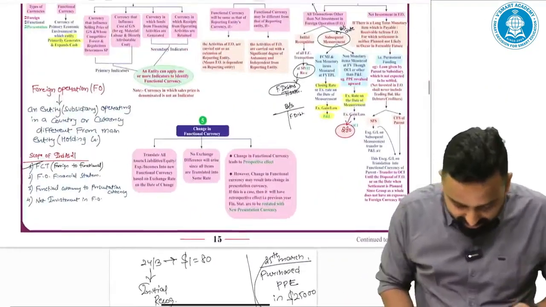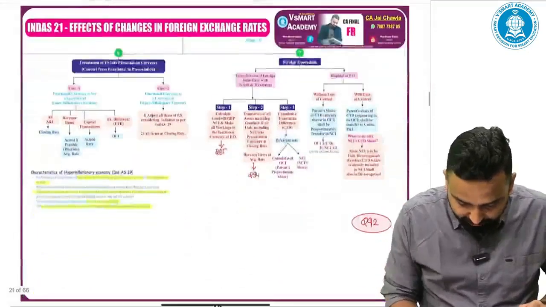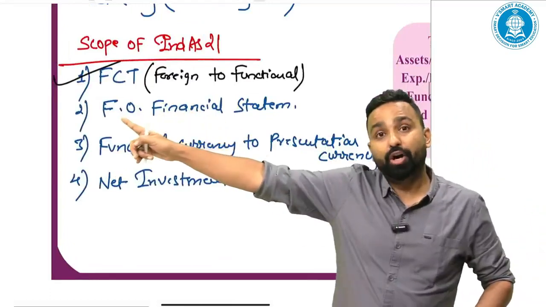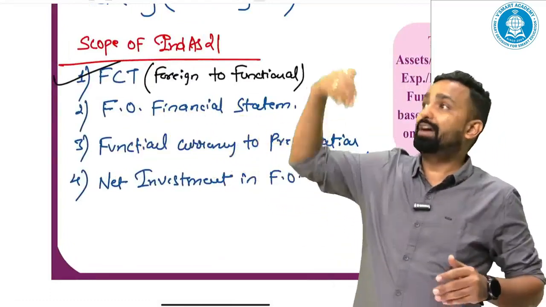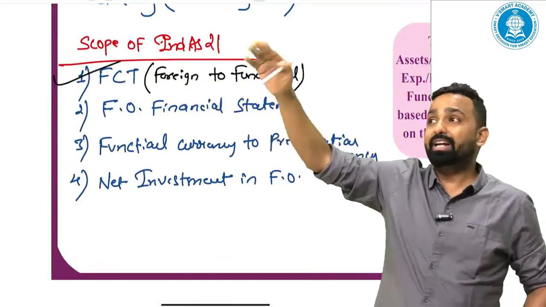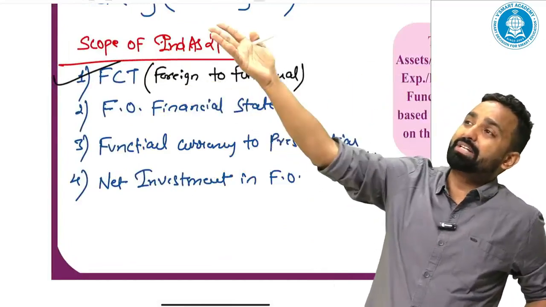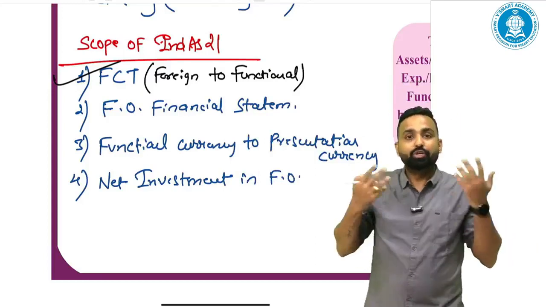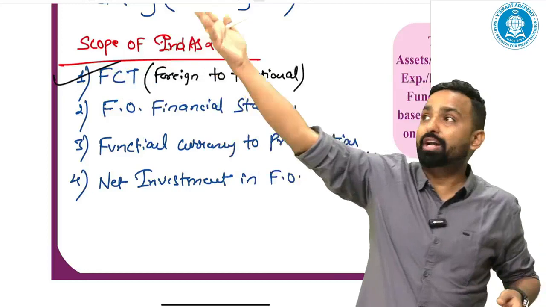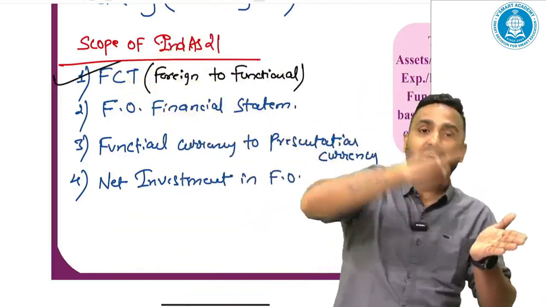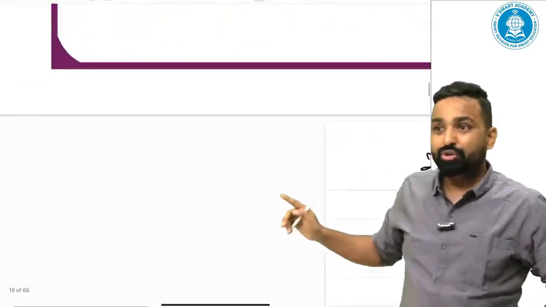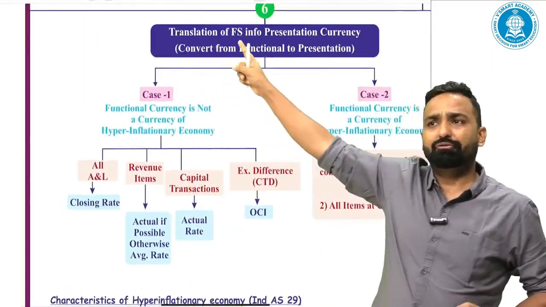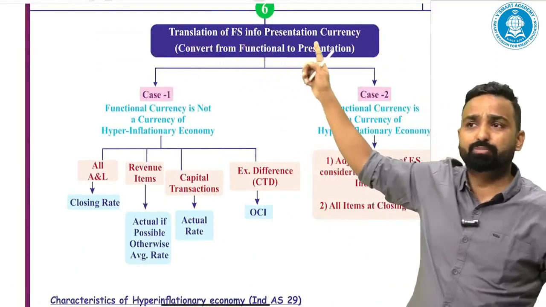Now, after this, what you have to understand? Now come to the second scope: foreign operation financial statements. Suppose you have a foreign subsidiary, and its financial statements are in dollars, and you are a parent company whose financial statements are in rupees. So what you need to do is convert your foreign subsidiary's financial statements in dollars into Indian rupees. Understand this concept: translation of financial statements into presentation currency.